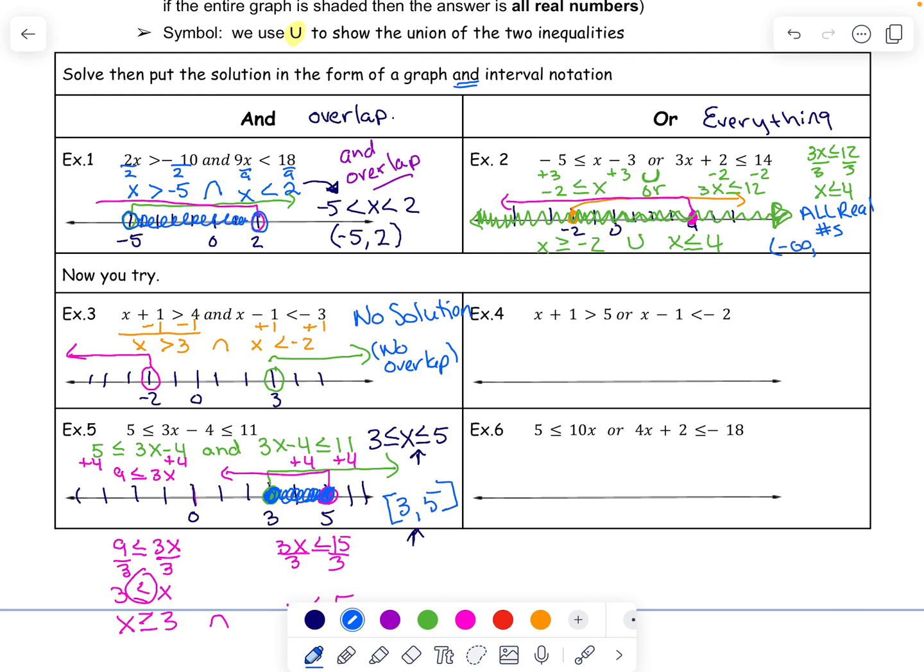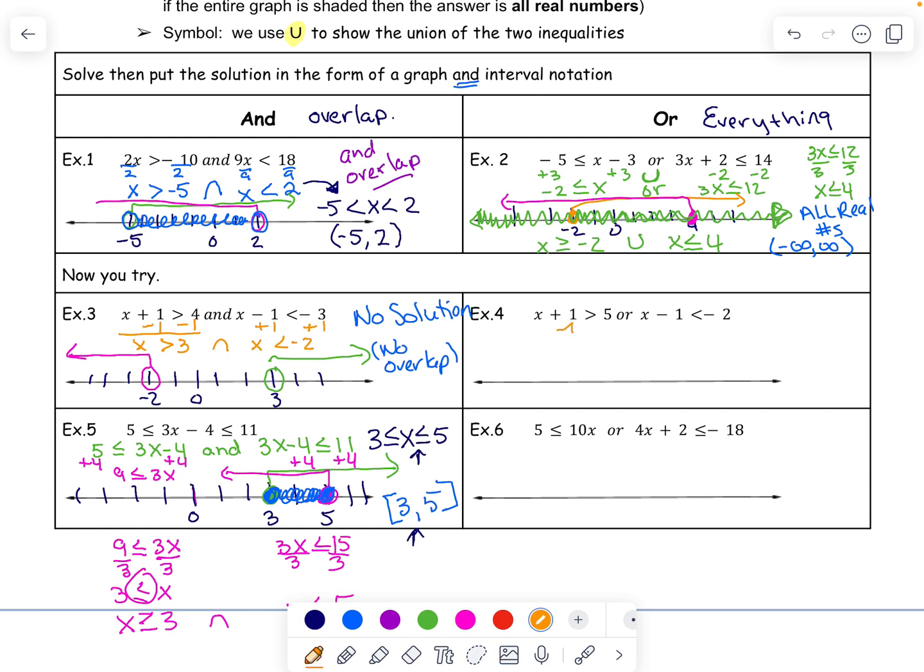So -infinity to infinity. So we are taking everything, all the pink and all the orange. We're not just taking the overlap because we have the or now, right? We have the union symbol. Okay, you guys can turn off the video, try example 4 and 6, and then come back.